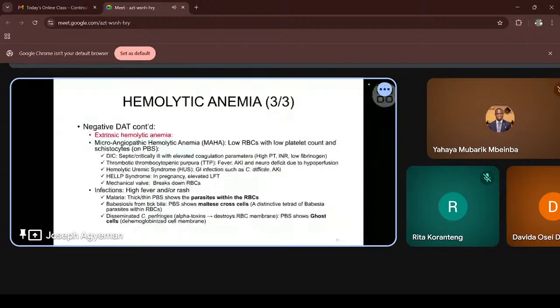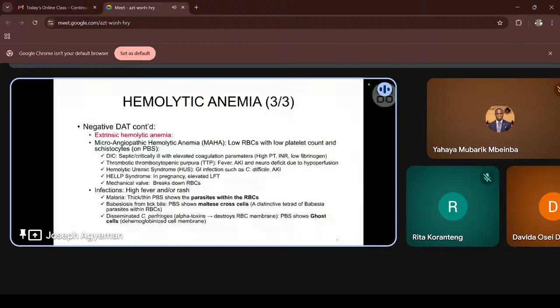Here again, you will see the general markers: low RBC, low platelets, schizocytes, together with infection signs, like fever. You may see AKI. You will have GCS going down. So you realize that the patients have some neurological deficits. This normally comes when the patient presents with thrombotic thrombocytopenic purpura. Another cause is hemolytic uremic syndrome.